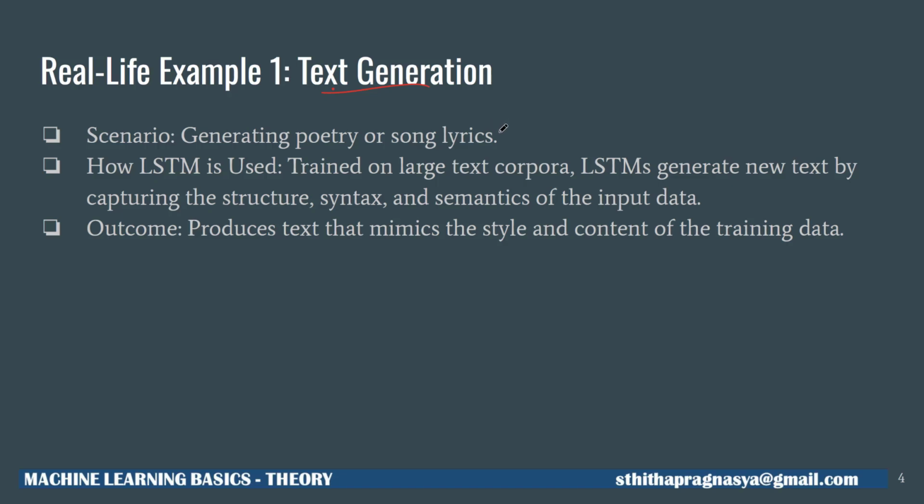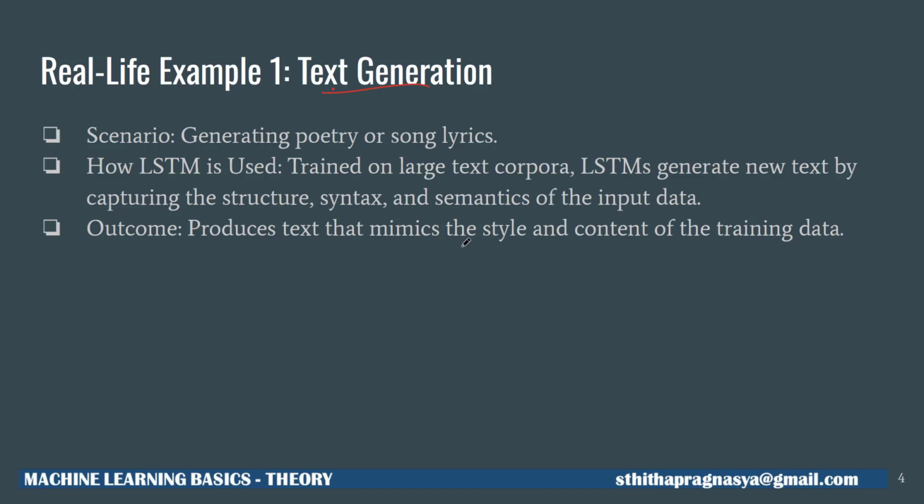LSTM networks are trained on a large corpus of text, let's say Shakespeare's plays or song lyrics. After training, the LSTM can generate new text that mimics the style and content of the input. The LSTM captures the structure, syntax, and even some semantic elements by remembering the sequence of words and how they relate to each other over long distances. Don't you think that's awesome?